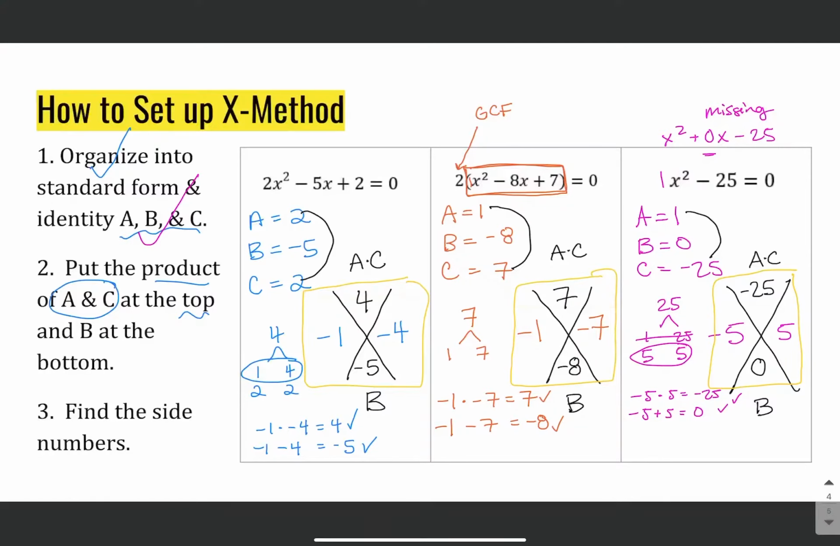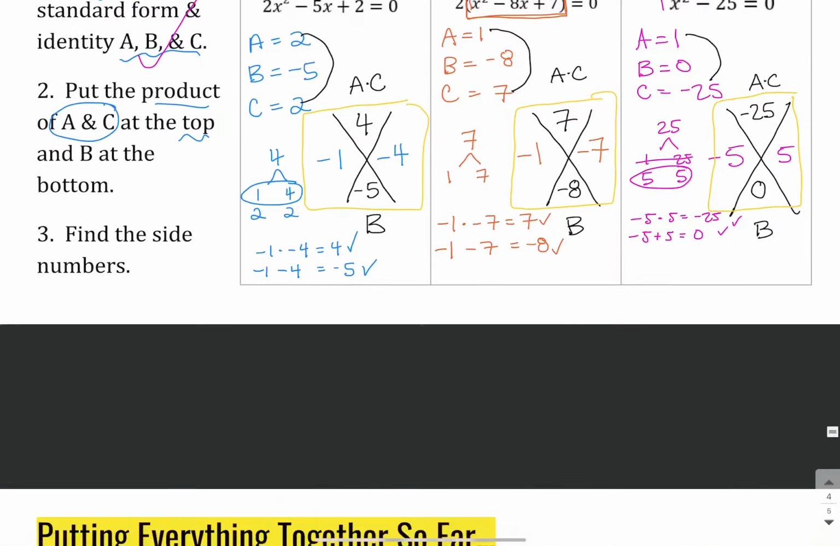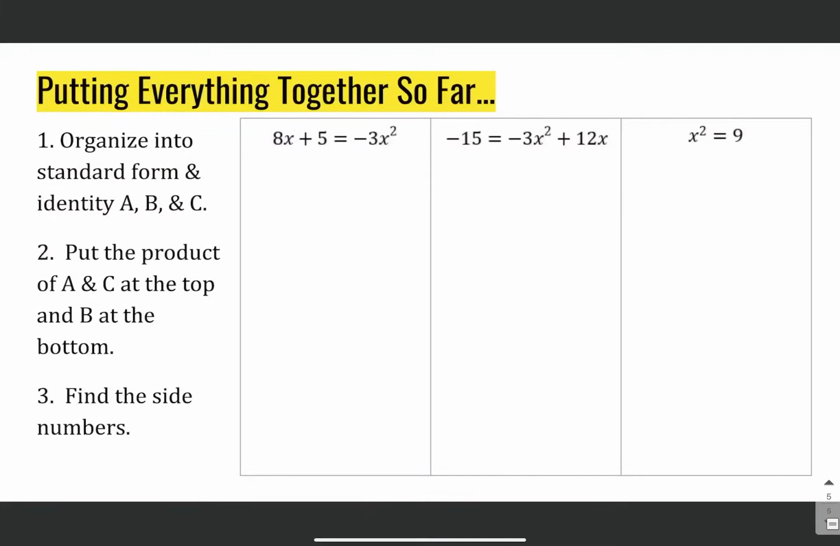So just so that we can start to see the big picture and kind of put all of this together. We've been learning how to organize in standard form. Then we need to identify A, B, and C. And then we need to set up our X method. So let's take a look at a couple more example problems. Definitely pause if I'm going a little bit fast. I just want to make sure that we can put all of this together.